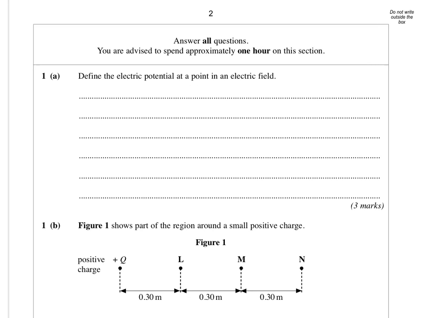Alright, so in this video I'm going to look at question 1 from January 2012, Unit 4, and this one is all about electric fields. So the first question asks you to define the electrical potential at a point in an electric field.